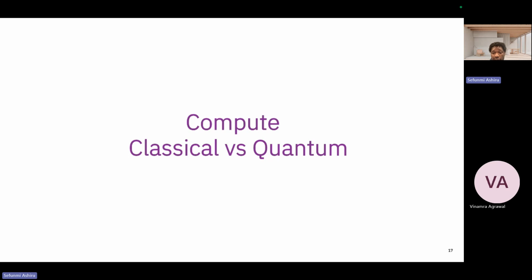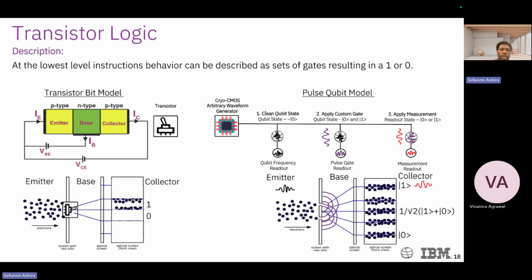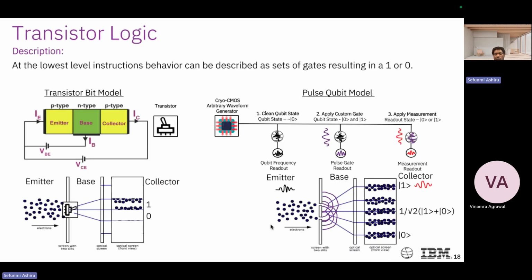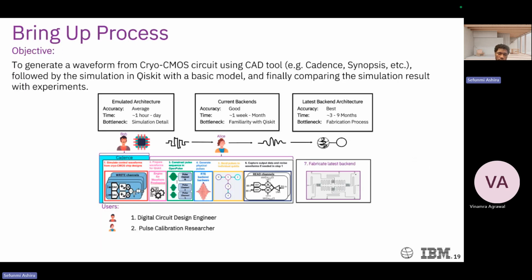So that was the Qiskit package and what it does and why it was helpful to that specific team. But there were a lot of similarities between classical computing and the bring up process we do, and quantum computing and the bring up process they do, where again, we have this idea of a transistor. And now it's important to note at the lowest level, instruction behavior can be described as a set of gates resulting in a 0 or a 1 state. So we have some sort of building block to build off of, where we can at least know we verified the single gate that can provide a logical 0 or 1 state. And we have this bring up process where people are trying to develop this distributed system, and there's a lot of R&D that needs to happen, and different stages of accuracy in the process.